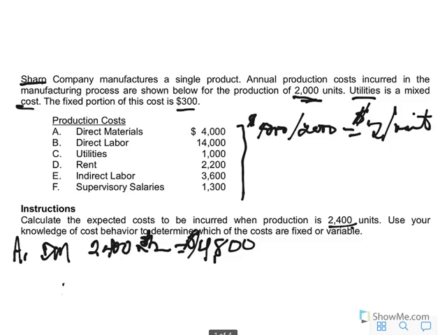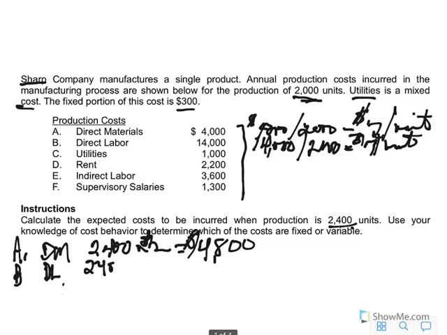Okay. Now B, take a look. It is a variable cost, direct labor. And therefore, if it's a variable cost, it will remain constant on a unit basis. So let's figure out what it is on a unit basis. That equals $7 per unit. And if it's $7 per unit, then direct labor is 2,400 units times $7, and that would equal 16,800.